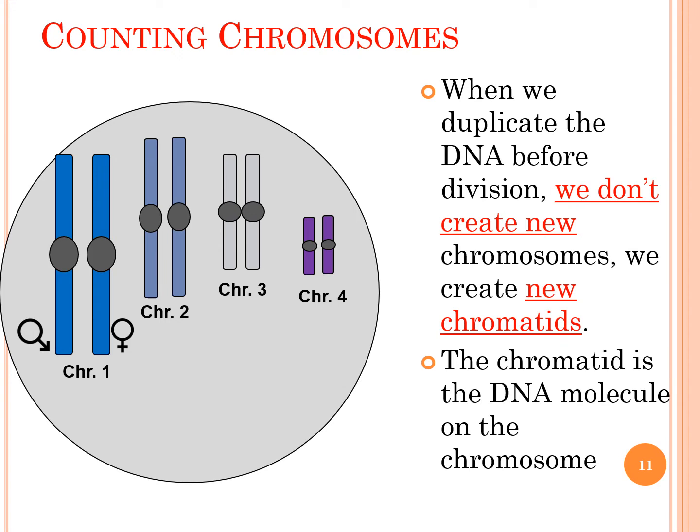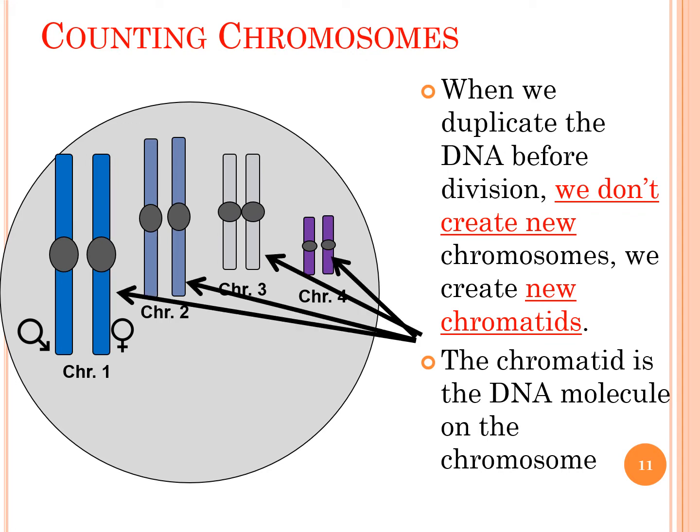Now, when we do DNA synthesis, and we're going to have a whole lecture on DNA synthesis, we do not create new chromosomes. Obviously one way to do this would be to take the 8 chromosomes, produce 16, divide them in half, and end up with 2 cells, each with 8. But that's not what happens. Instead, we double the chromatids, but not the chromosomes themselves. So we're going to do DNA synthesis, but we're not going to duplicate the entire chromosome.